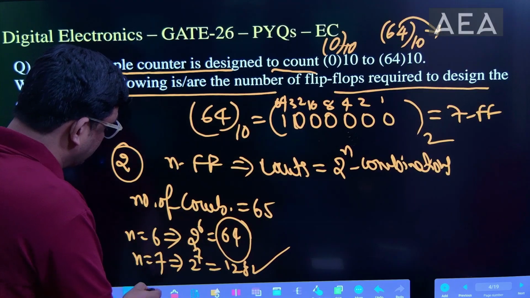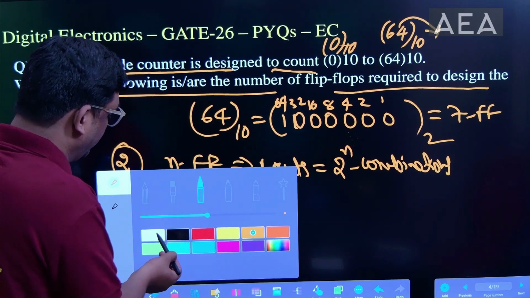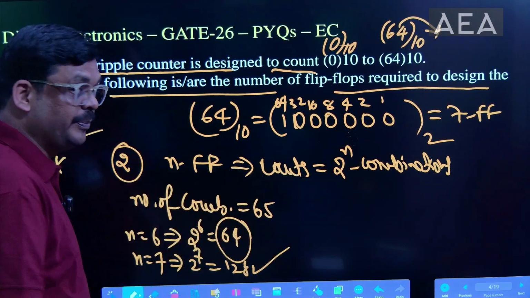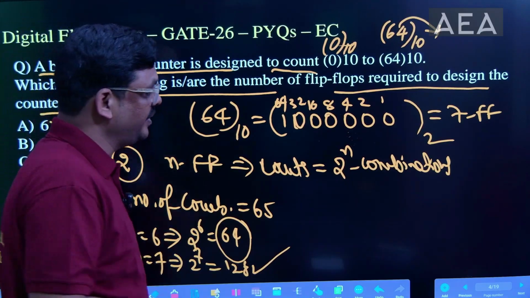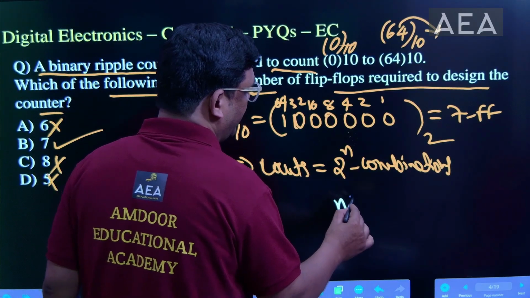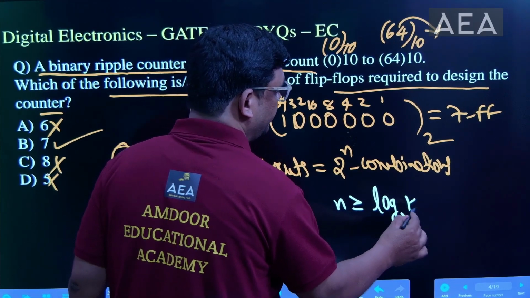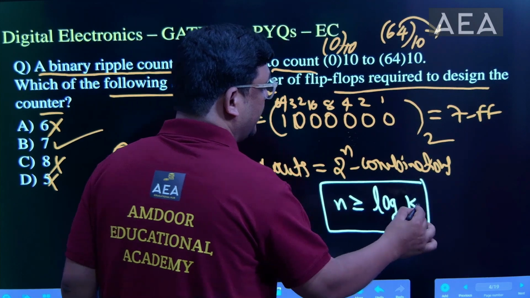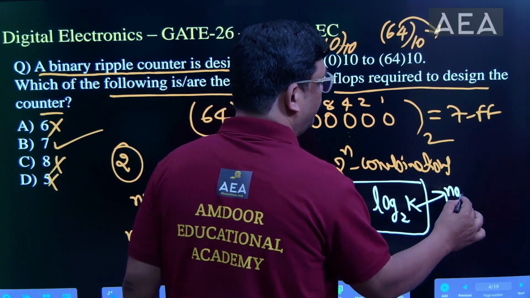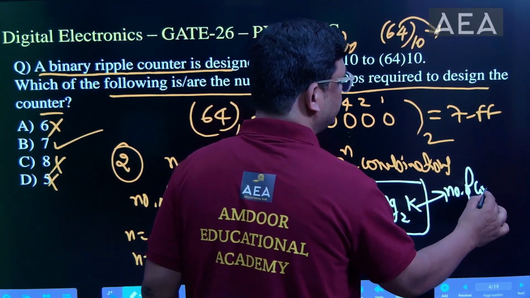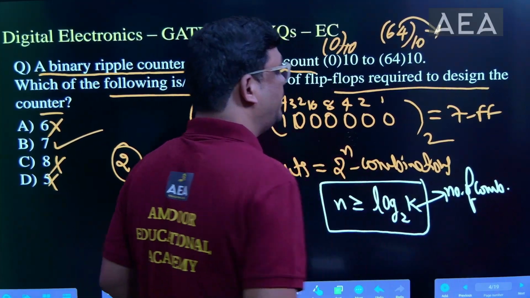Otherwise, we can use a standard formula from the counters, from the ripple counters, asynchronous counters. We have one standard formula: the number of flip-flops n should be greater than or equal to log base 2 of k. Here k explains the number of combinations.